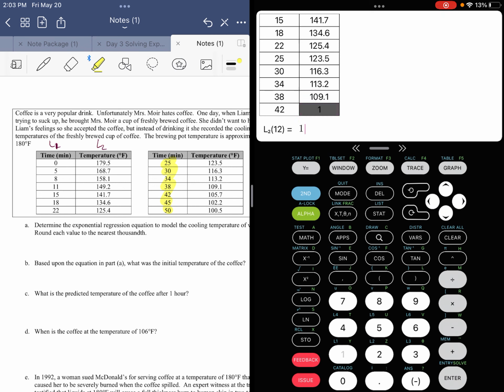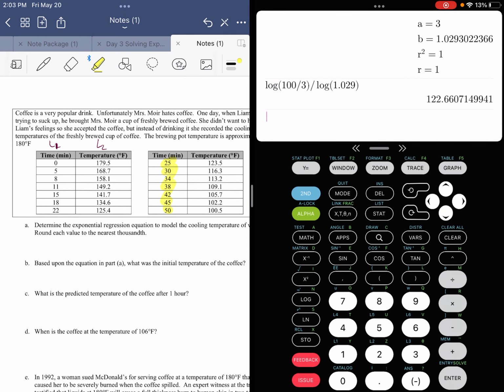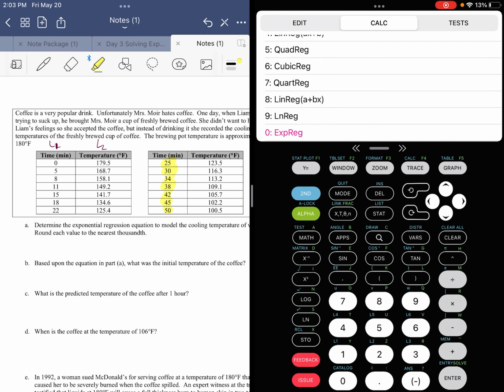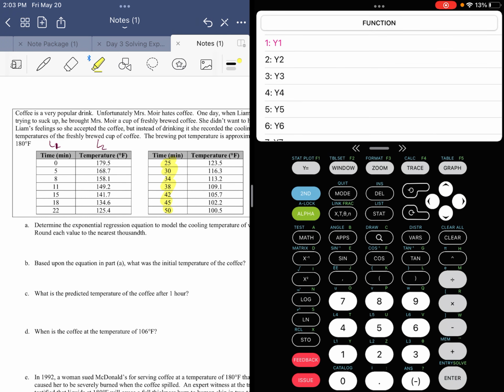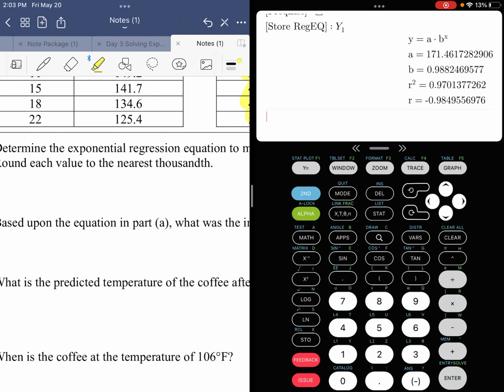Okay, 105.7, almost there. 102.2, and lastly 100.5. Okay, so we got all our stuff entered, so then we're going to hit Stat, scroll over to Calc, go down to ExpReg, and again it didn't pick it up for some reason. Okay, and store it as y1, and there's our information.